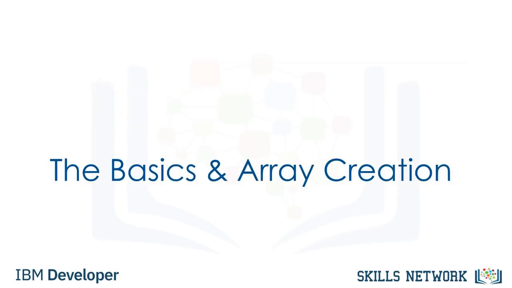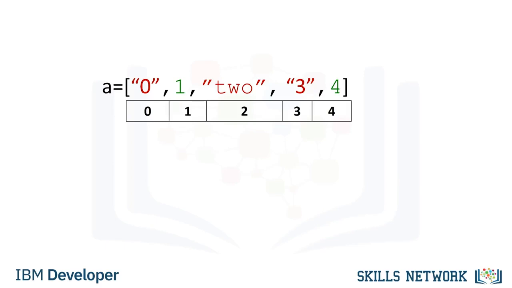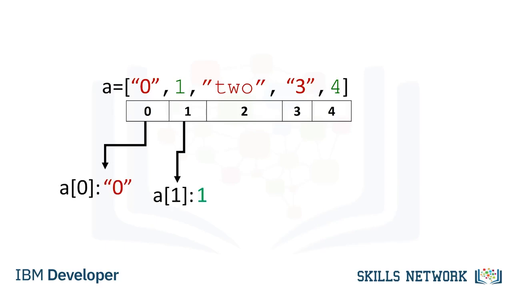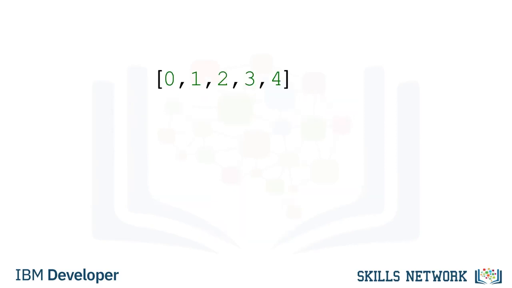Let's go over how to create a Numpy array. A Python list is a container that allows you to store and access data. Each element is associated with an index. We can access each element using a square bracket as follows. A Numpy array, or ND array, is similar to a list. It's usually fixed in size, and each element is of the same type, in this case integers.